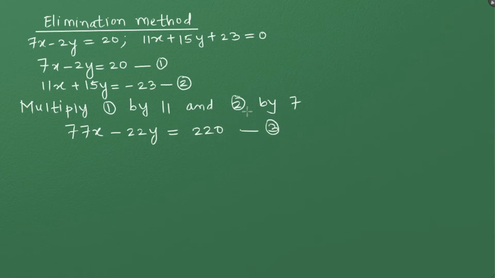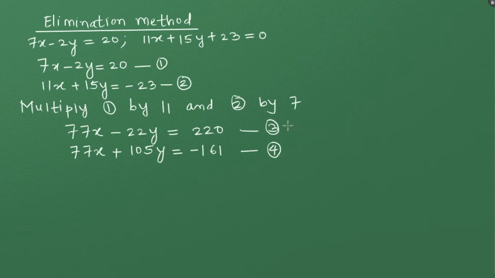Now multiplying equation 2 by 7. 11x multiplied by 7 will give 77x. Then 7 multiplied by plus 15y will give plus 105y. And 7 multiplied by minus 23 will give minus 161. Mark this as equation 4.